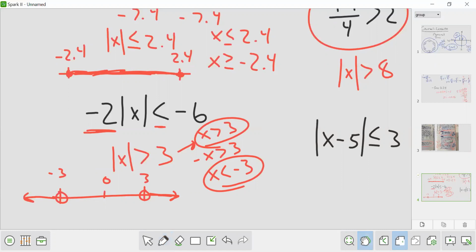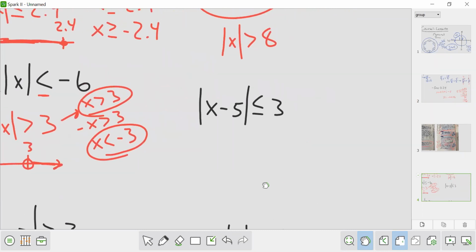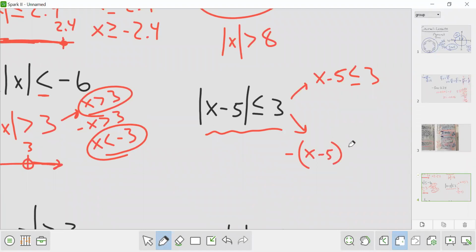What gets tricky, however, is when you have stuff that's inside. That's where it gets tricky, all right? And you have to go about it the same way you would normally do it. You have two different scenarios. I have that x minus 5 is less than or equal to 3, or I have the opposite of x minus 5 is less than or equal to 3.